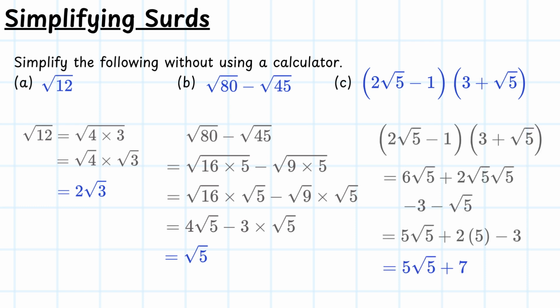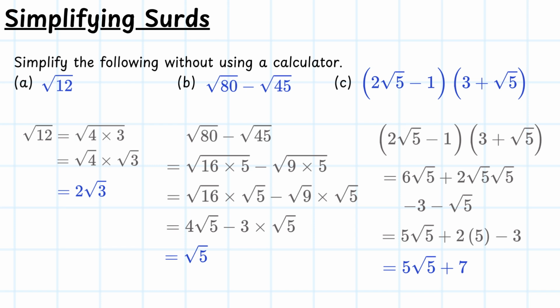In part C, we perform expansion. The second term, 2 square root 5 times square root 5, simplifies to 2 times 5, because the third law of surds tells us that multiplying a square root by itself cancels the radical. The first and fourth terms both contain square root 5.